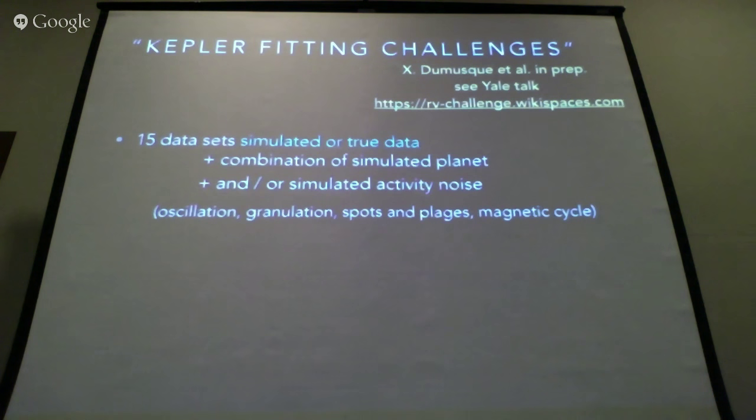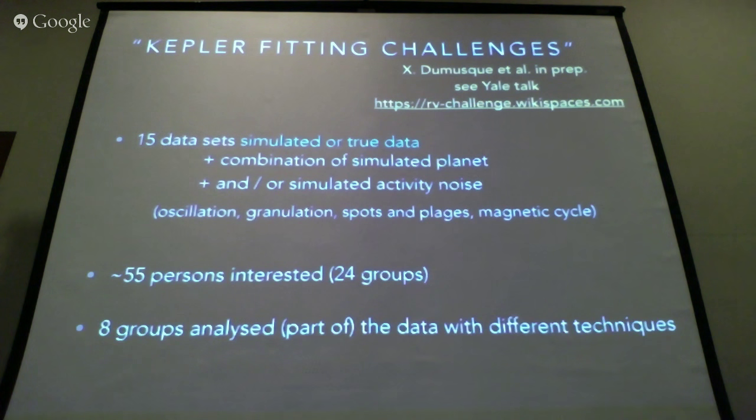So, we already talked about that this morning. If you missed it, I'll just go very fast. It was from the Porto conference, the proposition to simulate the data set. So it is also the importance of the simulation tool, simulated data sets. There was simulated RV data where they had to use a combination of simulated planets and simulated noise: oscillation, granulation, spots and plages, magnetic cycles.